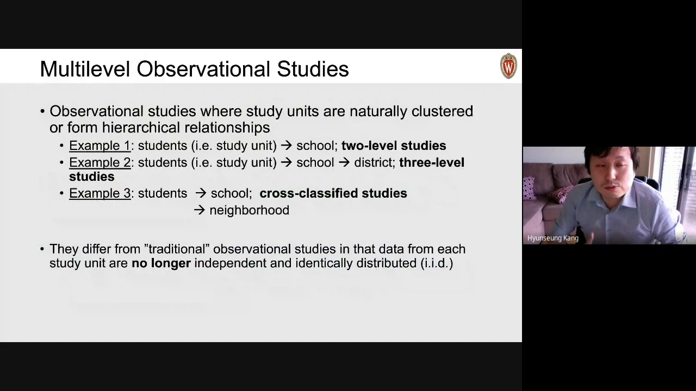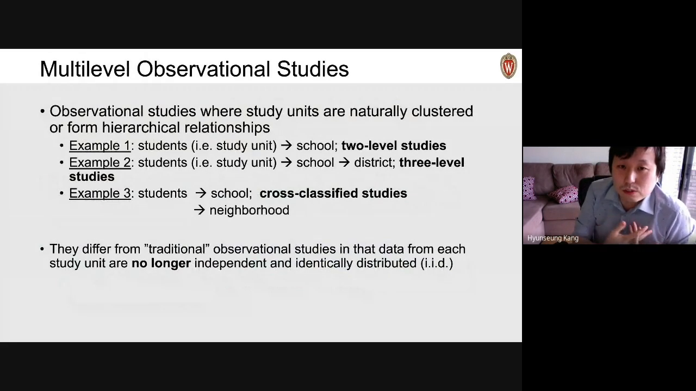So just a brief overview of multi-level observational studies. These are essentially observational studies where the units that we're actually taking data from are naturally clustered or from hierarchical relationships. The examples that we typically work with in my setting are clinical settings where you have patients that visit a particular hospital or clinic, but they're treated by the same provider or a set of doctors, or their patients might have similar outcomes because they're treated by a similar set of doctors.